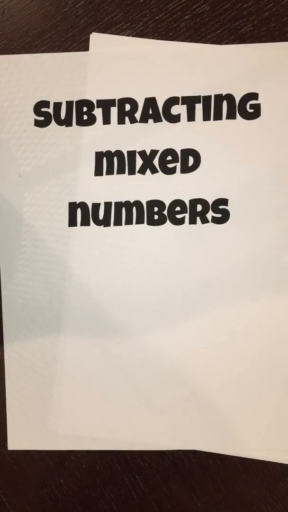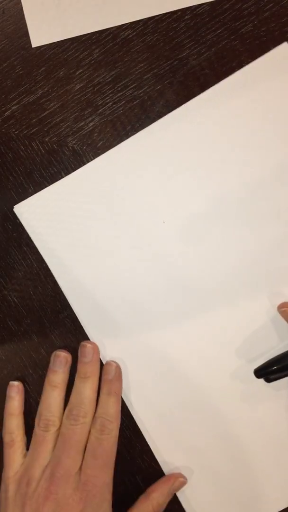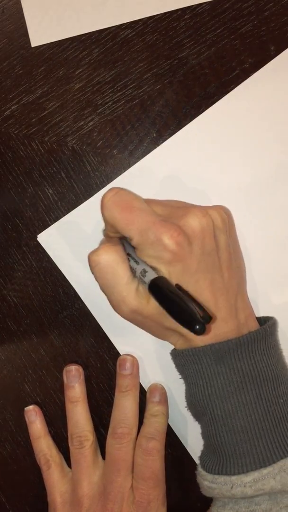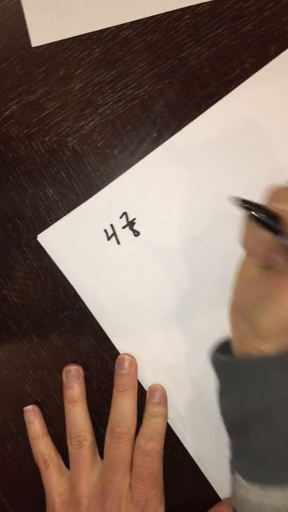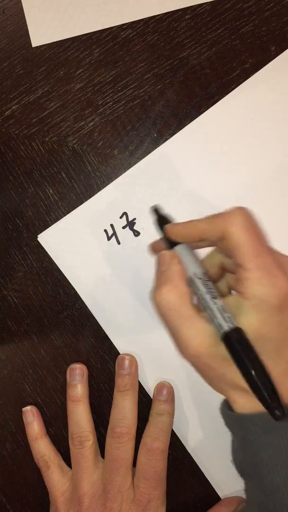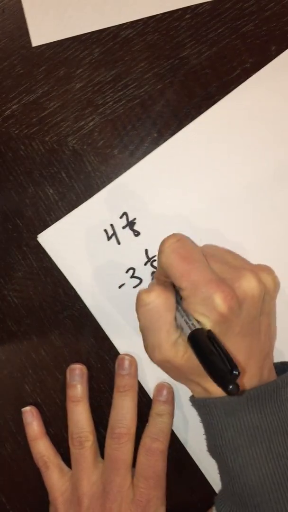So today we're going to be subtracting mixed numbers. It's very similar to adding mixed numbers. So let's start off with some mixed numbers that have like denominators. So 4 and 7/8 minus 3 and 1/8.